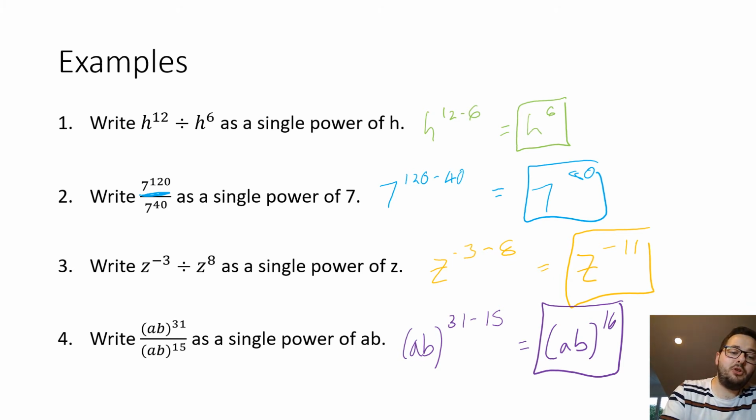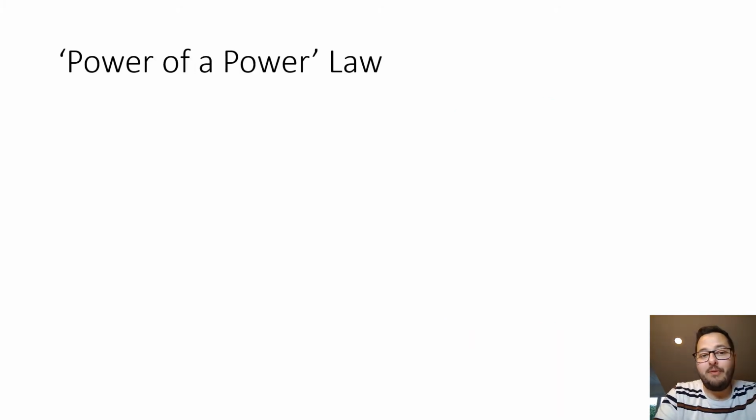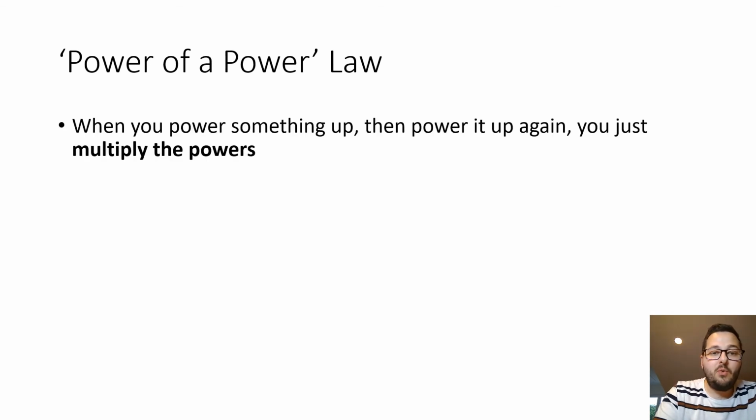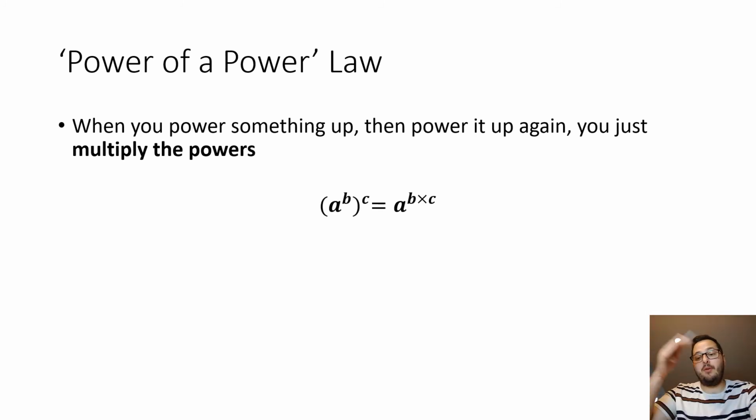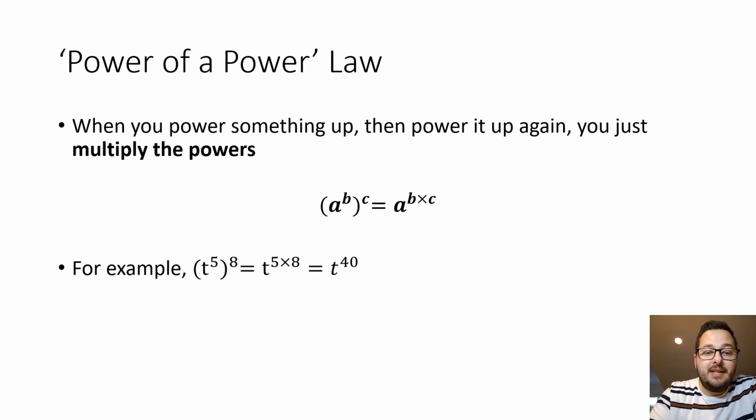The final law we're going to look at today is the power of a power law. So when you power something up and then you power it up again, you can just multiply the powers together. So a to the power of b and then power that up to c, that's the same as a to the power of b times c. So for example, t to the power of 5 all to the power of 8 is the same as t to the power of 5 times 8, which is t to the power of 40.